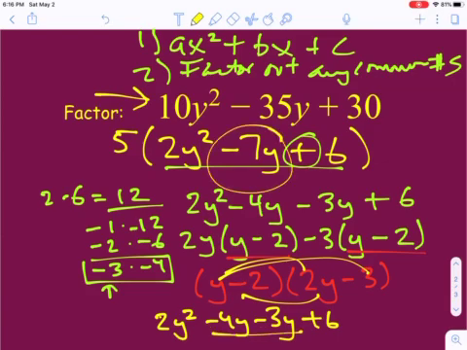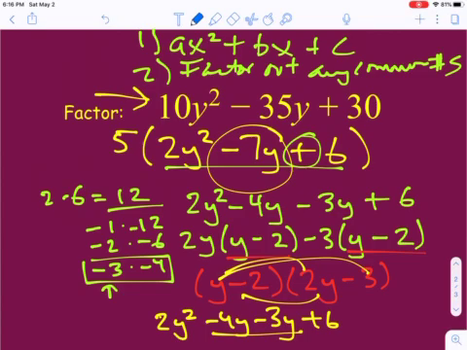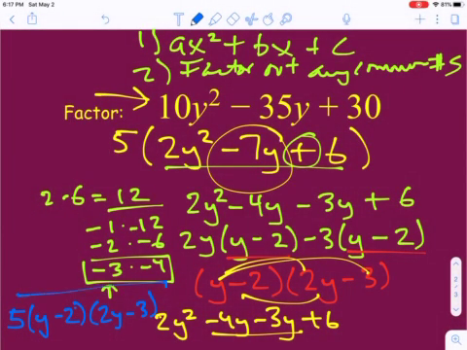And so your finished answer is going to be, and I don't know where I'm going to write this, but you're going to have that 5 out front, and then you have y minus 2 times 2y minus 3. And this is what we're looking for. Okay, let's try another one.